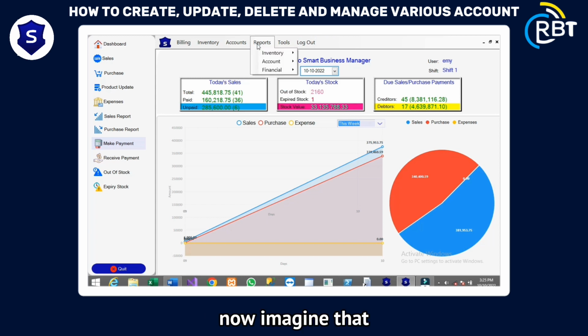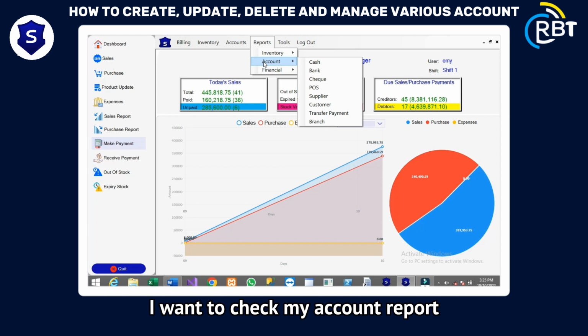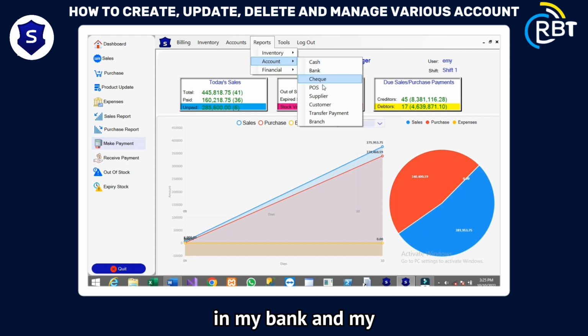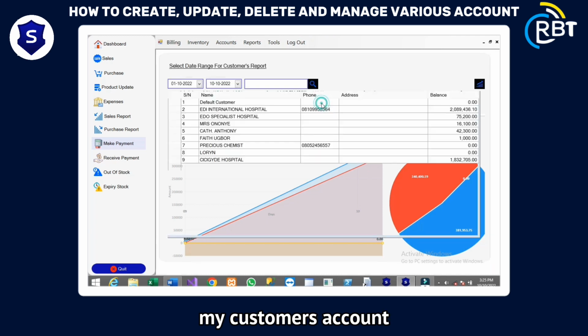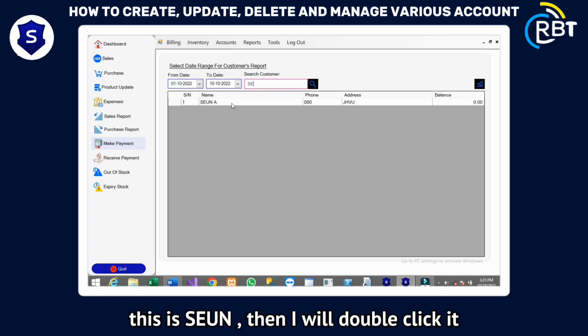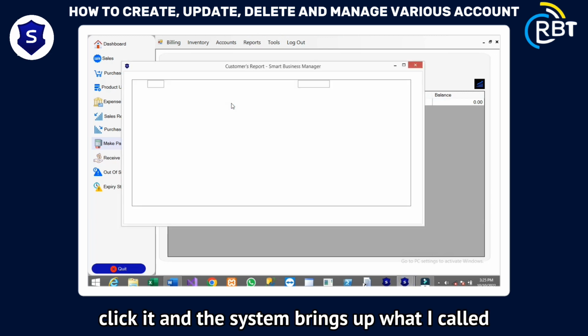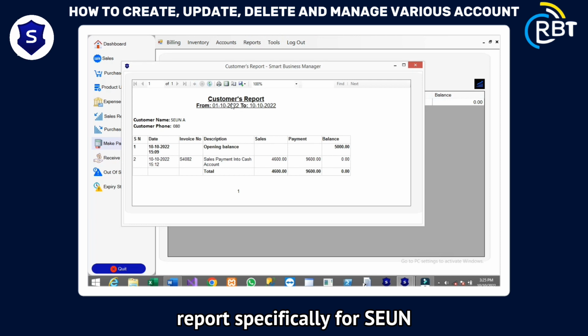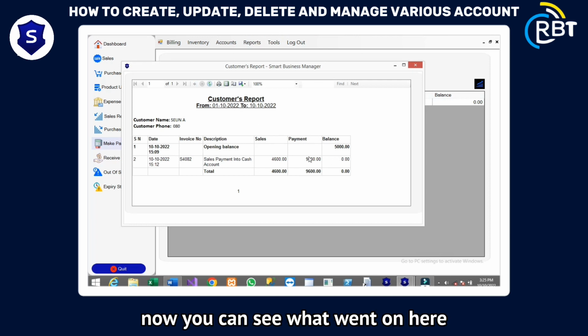Now imagine I want to check my account report. I could check what has been going on in my cash, in my bank, in my check and POS. I could check what my suppliers have been doing. For instance, I want to check my customers account. I will just come here and I want to check Seun. I double click it and the system brings up what I call the customers report specifically for Seun.